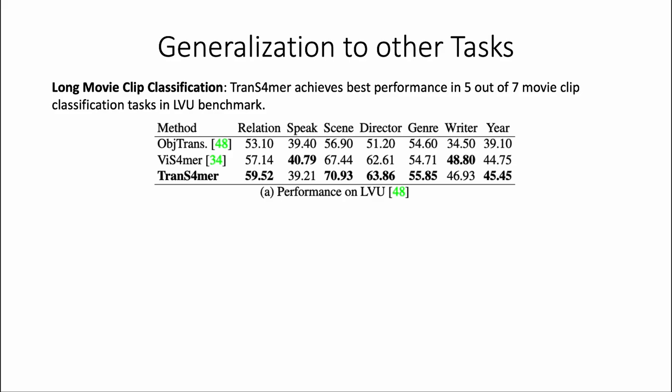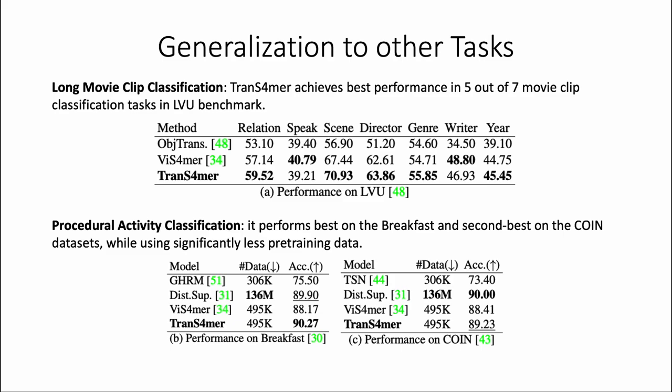First, our model achieves the best performance in 5 out of 7 long movie clip classification tasks in the LVU benchmark. Then we can see that it performs best on the Breakfast and second best on the COIN procedural activity datasets while using significantly less pre-training data.